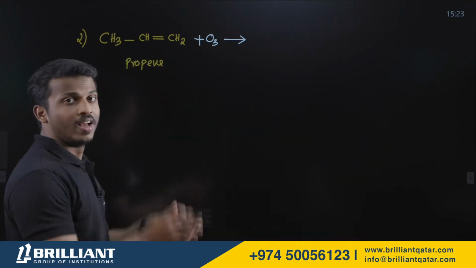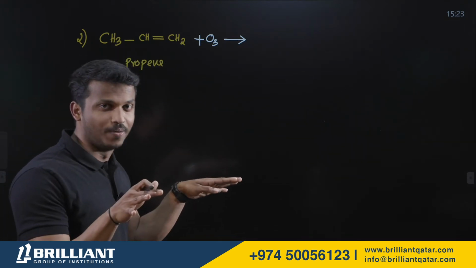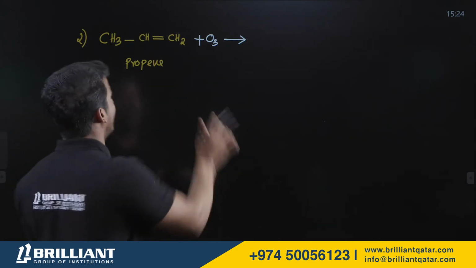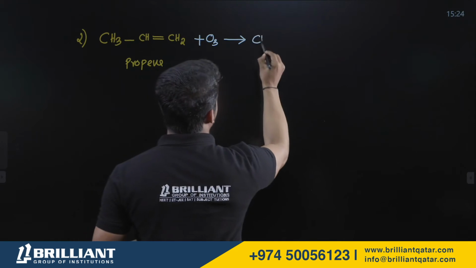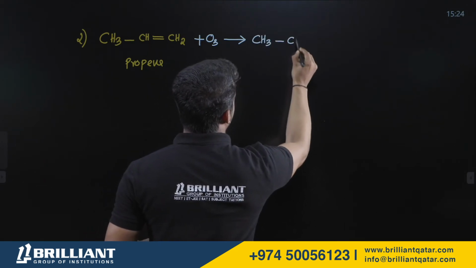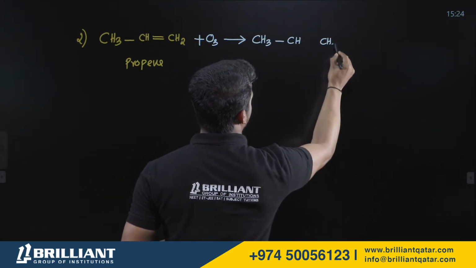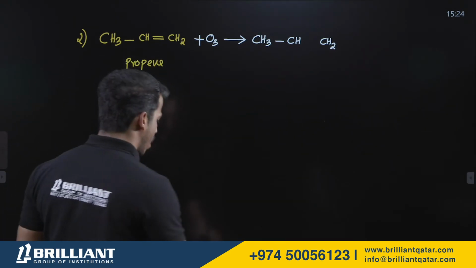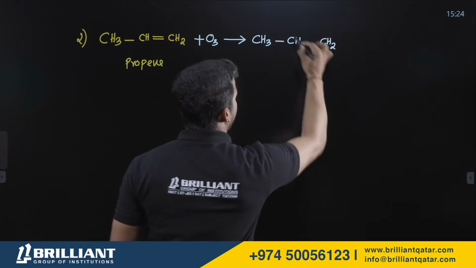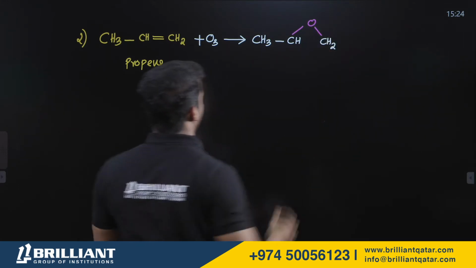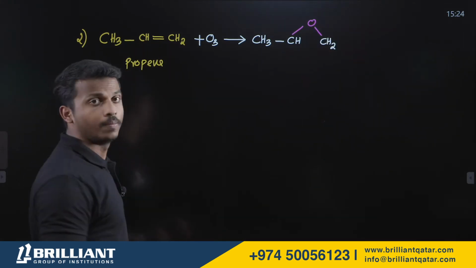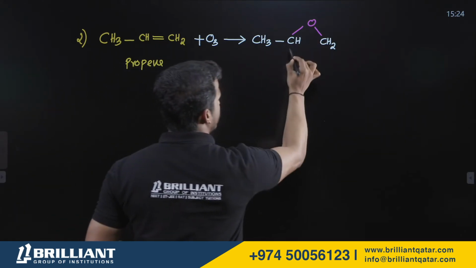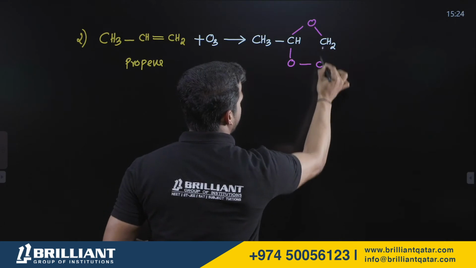I told you, first you remove the double bond. Only the double bond. So let me write CH3, CH, CH2. Just remove the double bond and place the oxygen atoms. How can we place the oxygen, dear all? One oxygen above. Where you removed the double bond, on those carbon atoms, you have to place the oxygens. Okay, so oxygen, oxygen, oxygen.